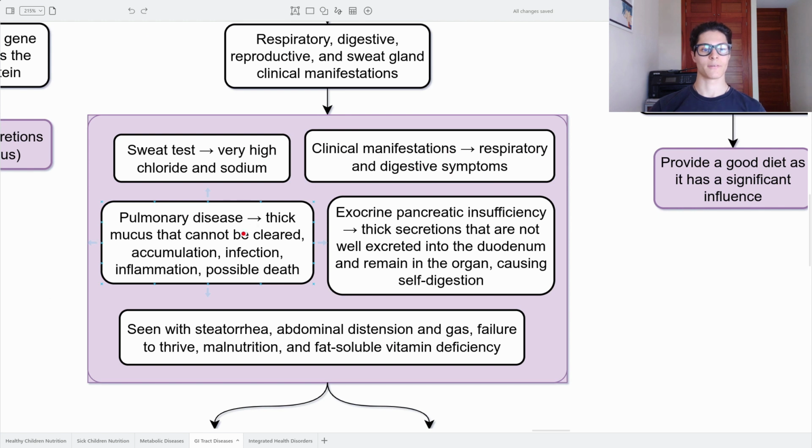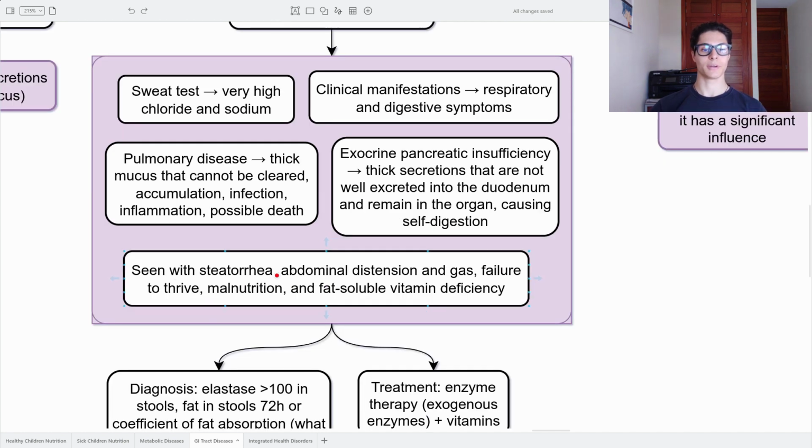Pulmonary disease: a thick mucus that cannot be cleared. Accumulation, infection, inflammation, and possible death. Exocrine pancreatic insufficiency: thick secretions that are not well excreted into the duodenum. So guess what? That remains in the organ, causing a self-digestion of the pancreas, seen with steatorrhea, abdominal distension, and gas, failure to thrive, malnutrition, and fat-soluble vitamin deficiency. That's because we are not going to be able to emulsify those fats to absorb them.